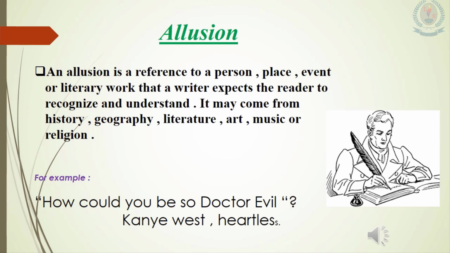For an example, how could you be so Dr. Evil? Heartless. Now, allusion means it's simply an indirect or passing reference. Now you can say, children, how could you be so Dr. Evil? Now this is an indirect dialogue. So there's a hidden meaning in it. So it may come from different subjects.